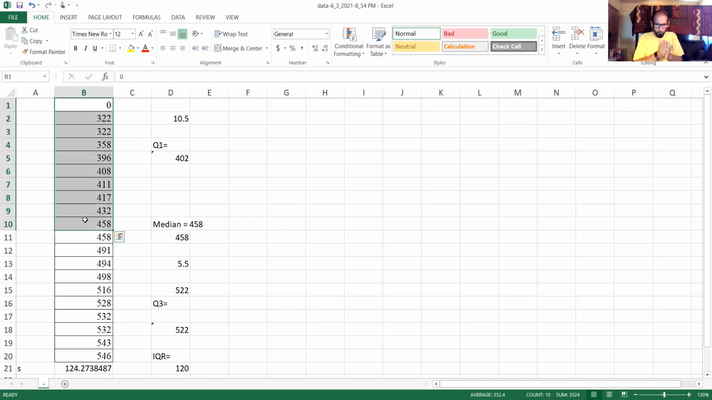we split the data into the lower 50%, the bottom 10 scores. So that would be halfway between the 5th and 6th scores. Still going to have 402. And quartile 3 is not changing. Scores 11 through 20, now that we have this in order.